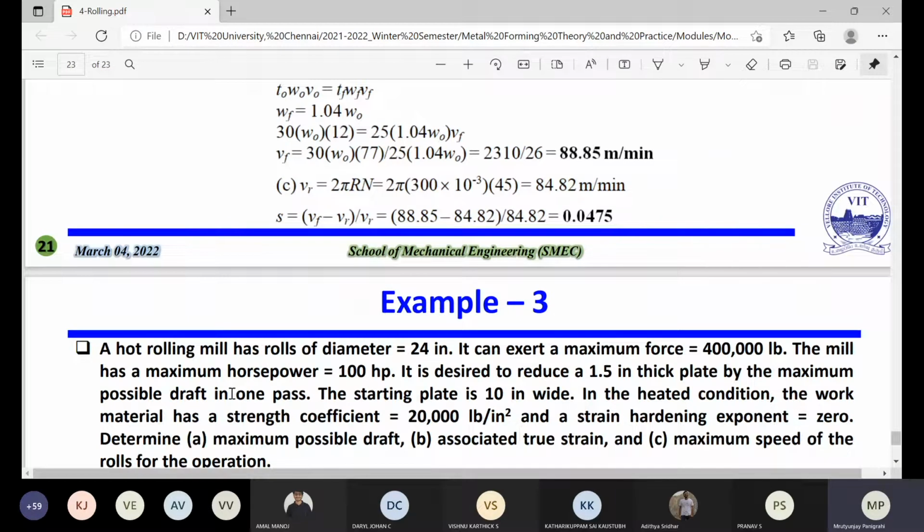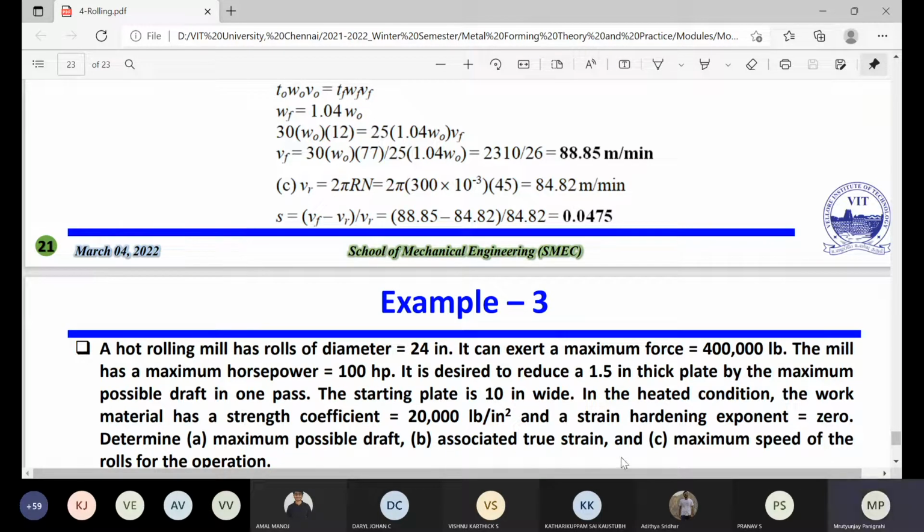So a hot rolling mill has rolls of diameter 24 inch. It can exert a maximum force of 400,000 pound. The mill has a maximum horsepower of 100 HP. So that's why I put here a little bit of HP, because we have to convert. It is desired to reduce a 1.5 inch thick plate by the maximum possible draft in one pass. The starting plate is 10 inch wide. In the heated condition, the work material has a strength coefficient of 20,000 pound per inch square and strain hardening exponent is 0. Determine the maximum possible draft.